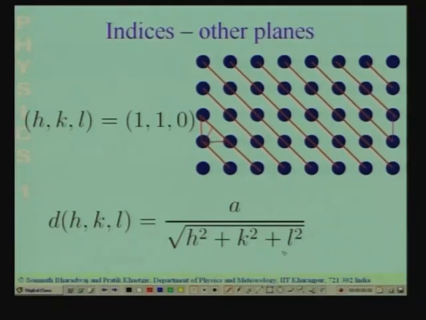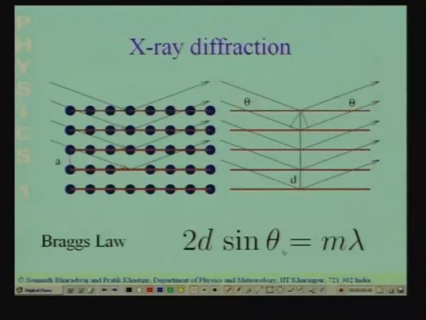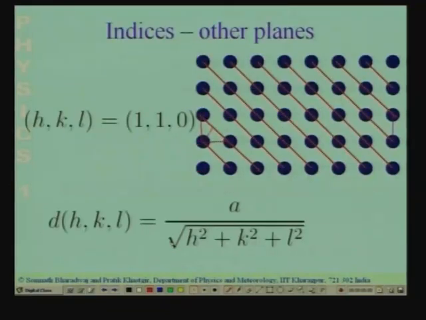So, we are going to have maxima corresponding to theta. Theta, remember, is the grazing angle and not the incident angle which we have been using earlier in diffraction. It is the angle with reference to the plane and not with reference to the normal. So, whenever the condition 2d sin theta equals m lambda is satisfied, you are going to get a maxima in the intensity pattern.